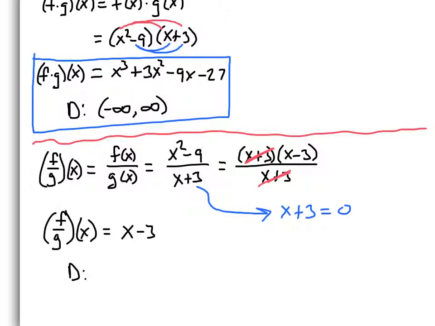So we set x plus 3 equal to 0 to find out what value of x makes that denominator 0. So we have to subtract 3 from both sides. And we find out that x equals negative 3. So that means when x equals negative 3, the denominator of this fraction is equal to 0, which means, well, we can't do that. It's undefined. So our domain can be any real number out there except negative 3.